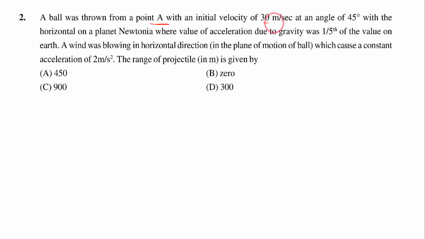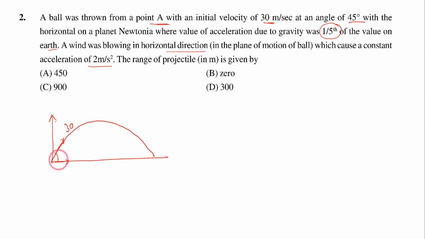So in question number 2, a ball is thrown from point A with initial speed of 30 at 45 degree, right? Where the acceleration due to gravity is 1/5 of the value on the earth. The wind was blowing horizontally, which causes a constant acceleration of 2 meter per second. What is the range of the projectile? So if we figure out this problem, this is the projectile in which it was thrown up with 30 at 45 degree.